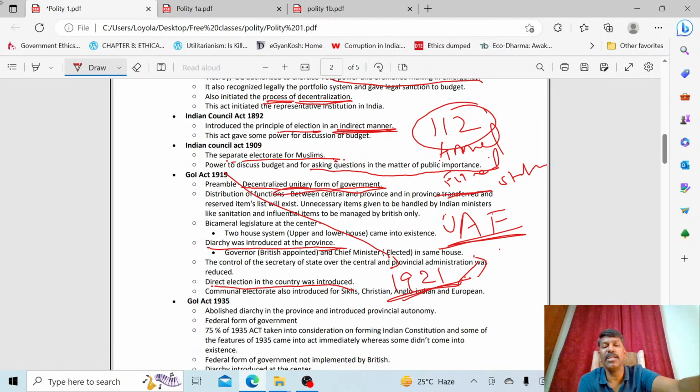There were some conditions in the name of land holding. How many acres of land do you have in your hand? What about the tax you are paying to the British government? And what about your literacy? So tax, literacy, and land holding. These are the three conditions. Based on that, only those people were able to get the voting right.